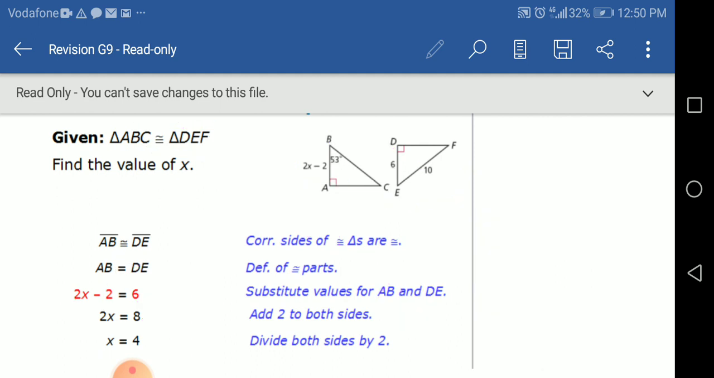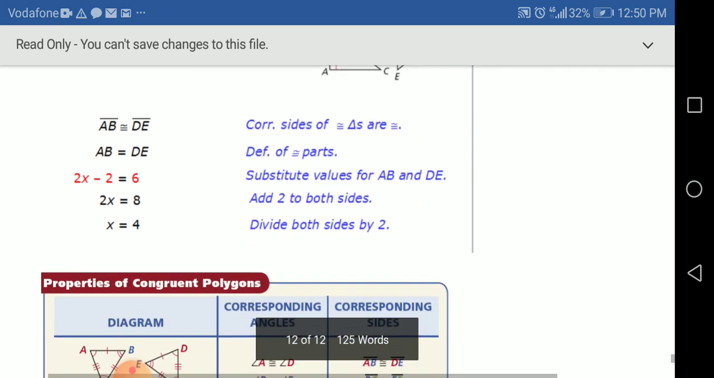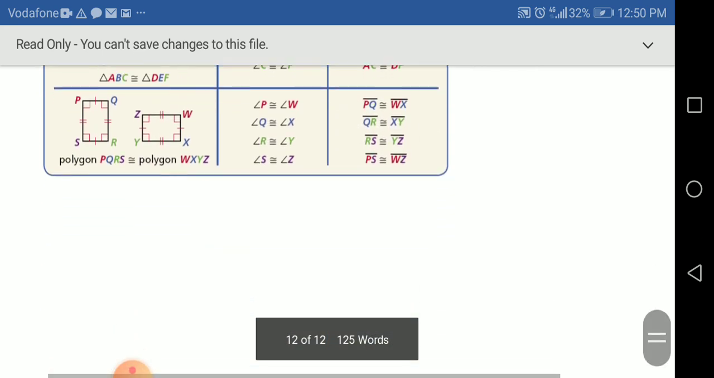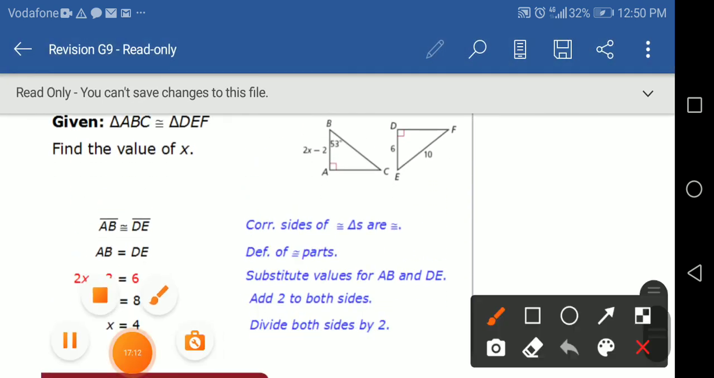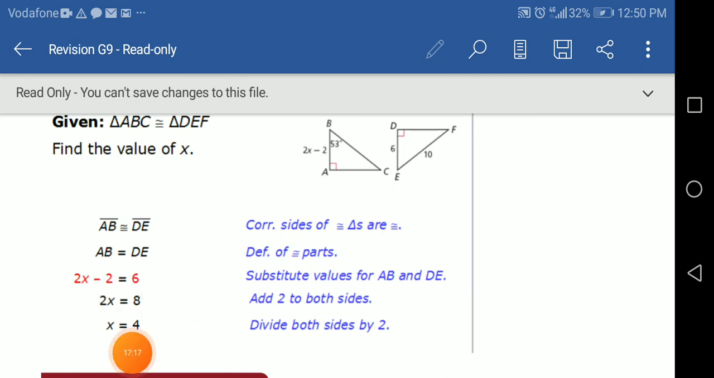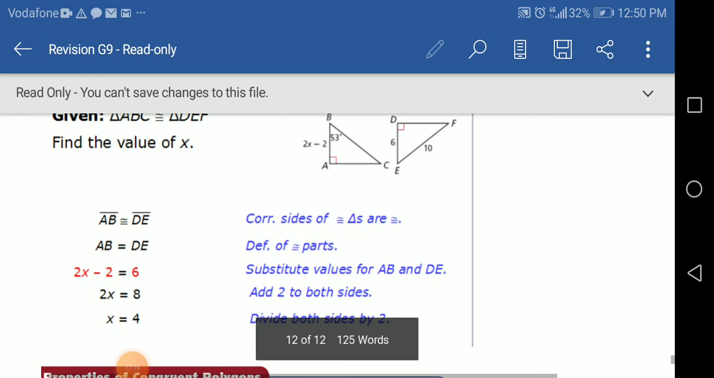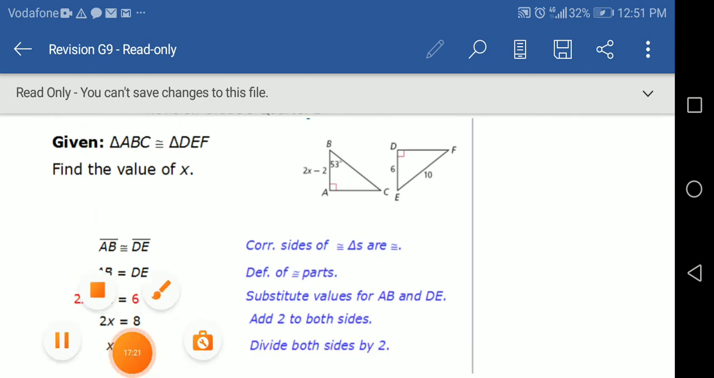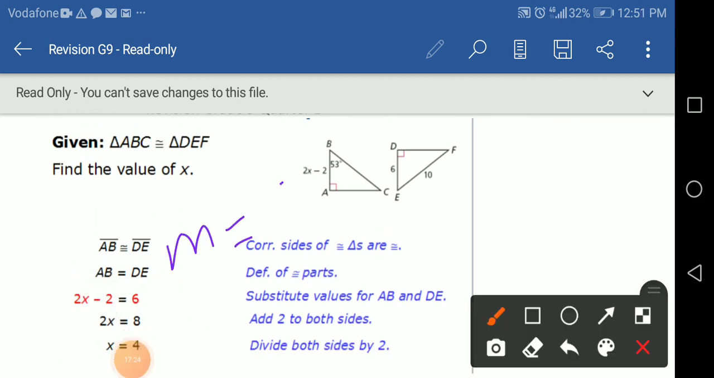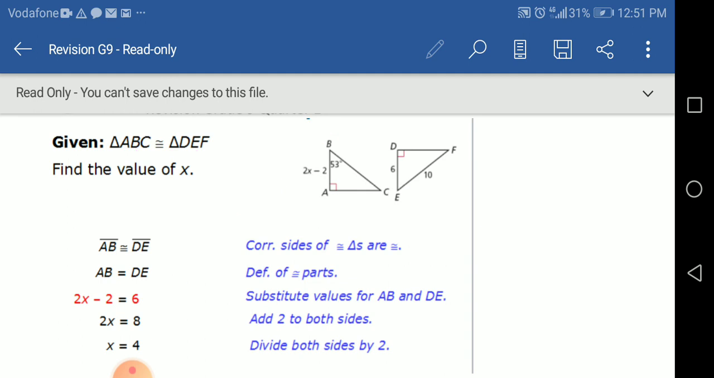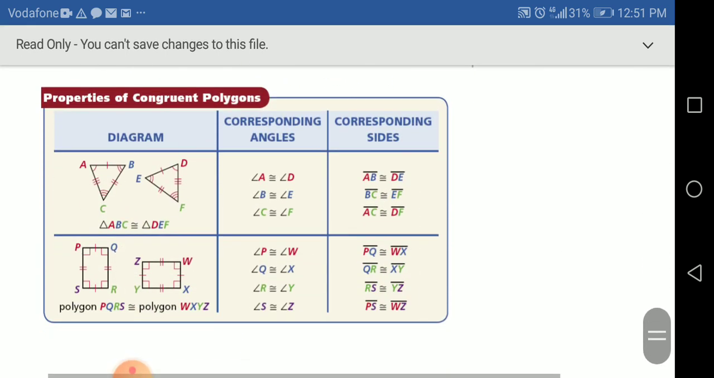Okay guys, and he asks me for the value of x. Remember, if I want the measure of an angle, for example the measure of angle E, if I ask you what's the measure of angle E, E here is congruent to B and B here is 53, so E must be 53. Okay guys, remember that. And here you are, the properties of the congruent.